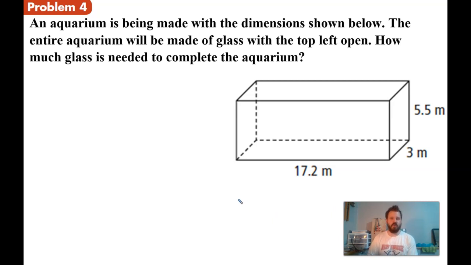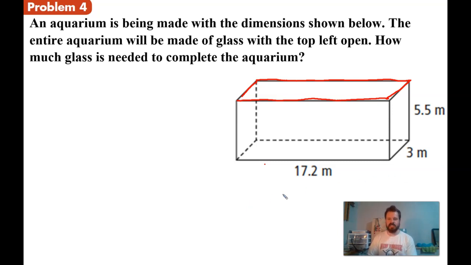Okay, problem 4 says an aquarium is being made with the dimensions shown below. The entire aquarium will be made of glass with the top left open. How much glass is needed to complete the aquarium? Okay, so in other words, find the surface area of this prism, except we're not going to count the top. We're going to leave that open, which makes sense if we want to put fish or whatever, I suppose it's a huge one, sharks or whatever into it. We got to leave it open so we actually put them into it.